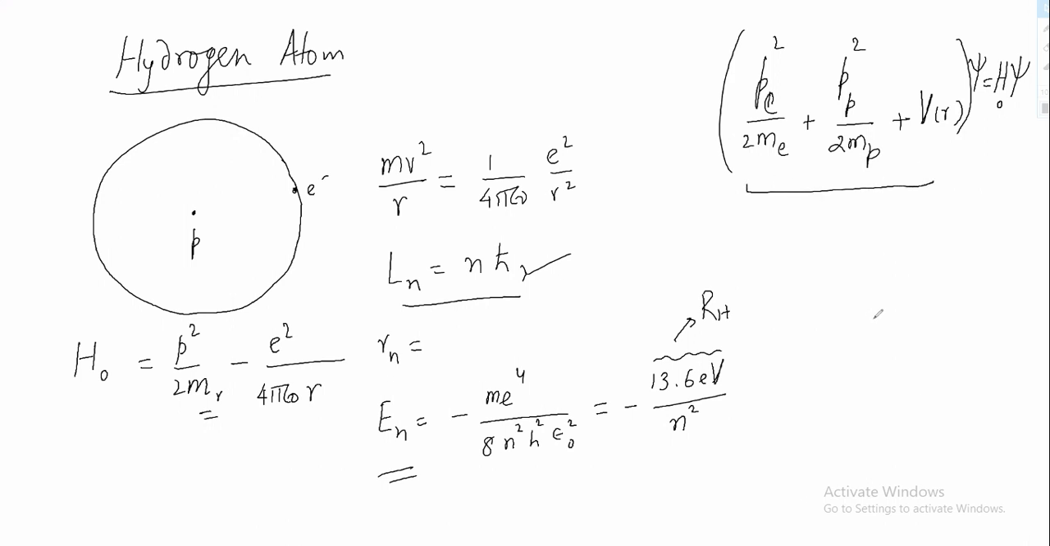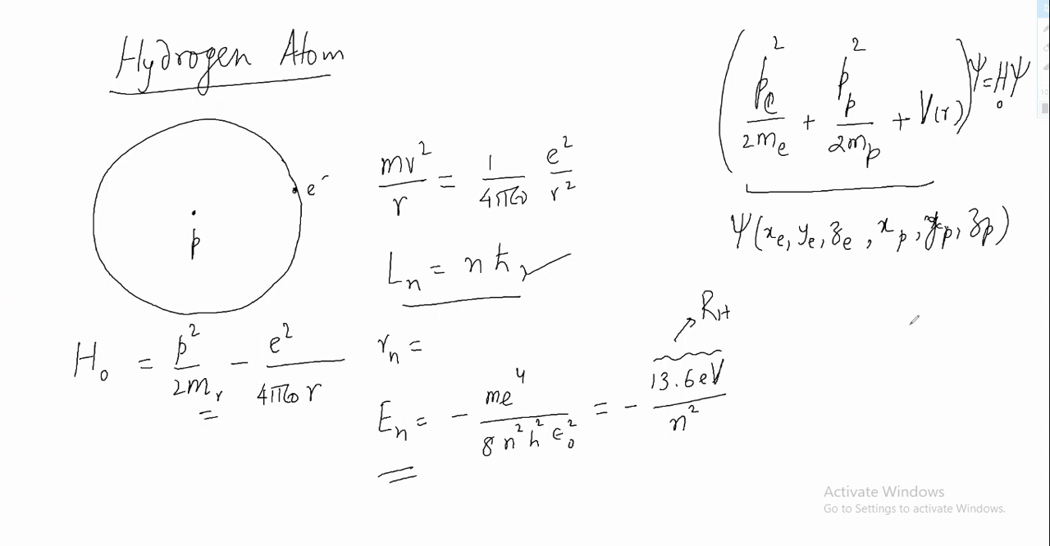This is the basic, fundamental equation, where this psi depends upon the location of the electron in space as well as the location of the proton in space. It depends upon the location of the electron as well as the location of the proton in space. Okay?